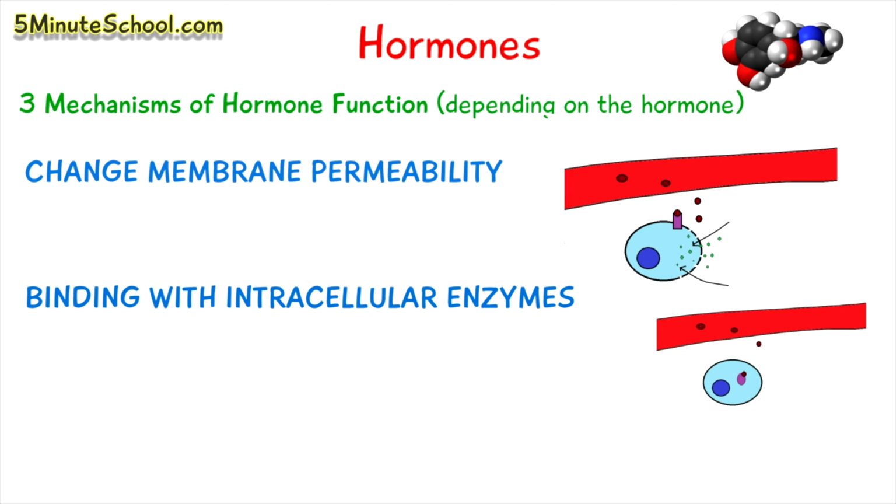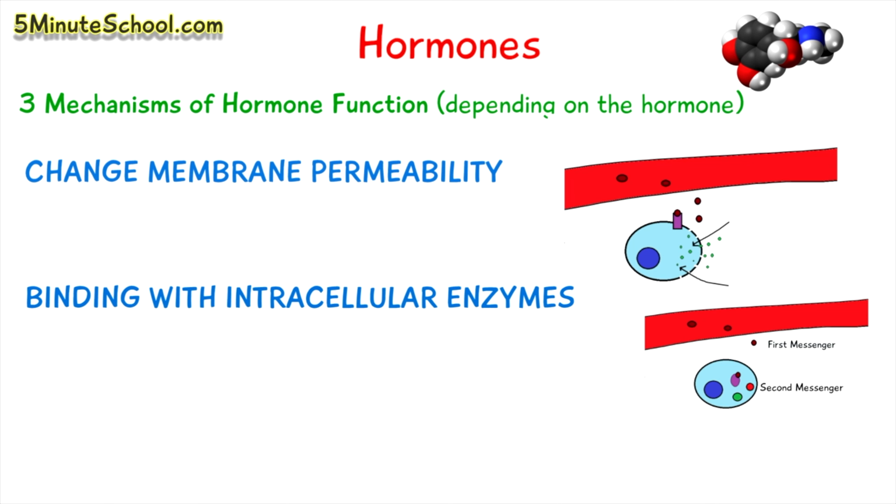Another way is by binding activated intracellular enzymes. So the hormone in this case is known as the first messenger. The hormone binds to the receptor and forms the hormone receptor complex. This complex activates a certain enzyme in the cell which causes the formation of another substance, which is called a second messenger. The second messenger is what causes the effect of the hormone in the cell.